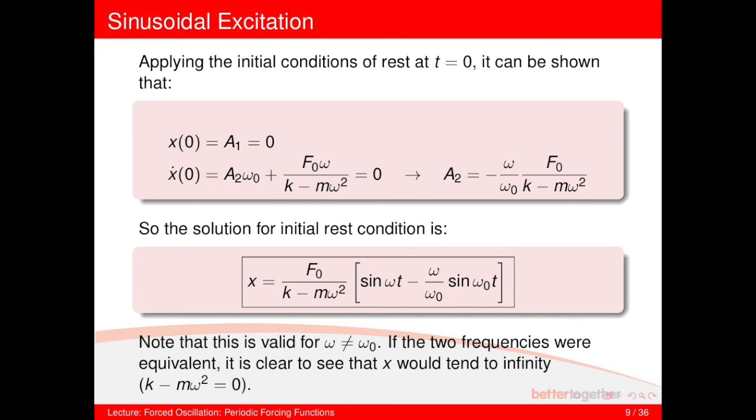And like I said, this is only valid for when omega doesn't equal omega naught. If that is not the case, then you have to use the special case that's in your notes. If the two frequencies were equivalent, it's clear to see that x would tend to infinity, which doesn't make sense because you'd end up with 0 down here. If omega equals omega naught, you'd end up with 0 down here, because we know that omega naught is root k upon m. If you stick that in here, you end up with this becoming 0.